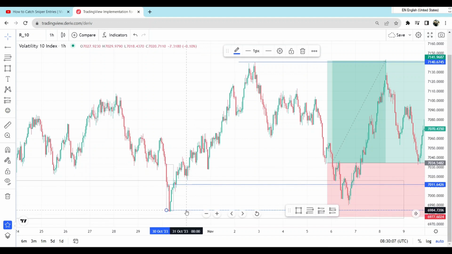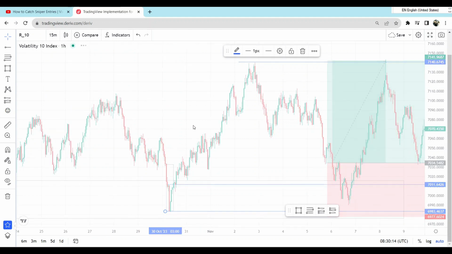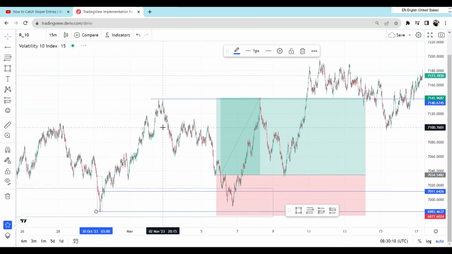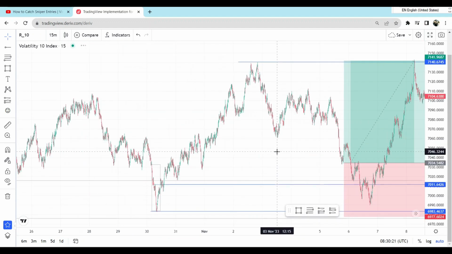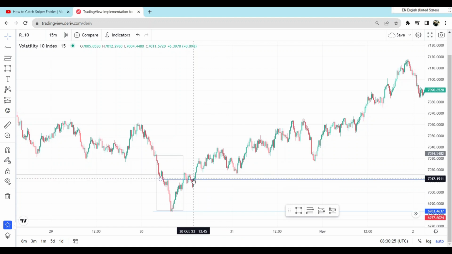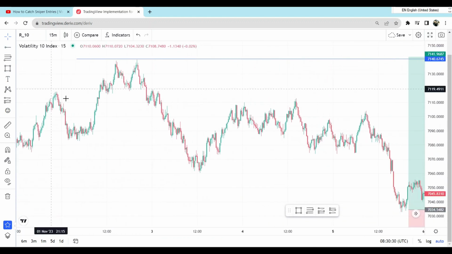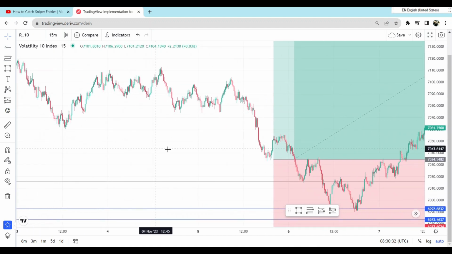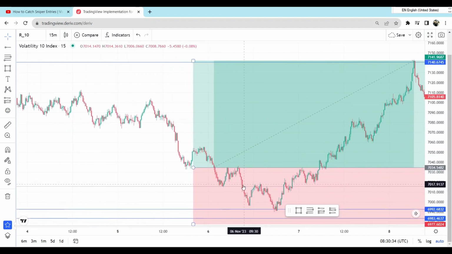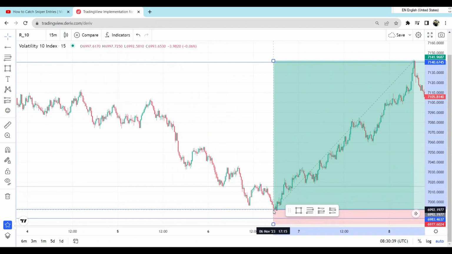So we always look for the last candle before the buy, and we can even go on our 15-minute chart to refine it even further. This is our demand zone. So it's the last sell before our buy, which is our demand zone. And if you guys look now, this is where the market tapped in.